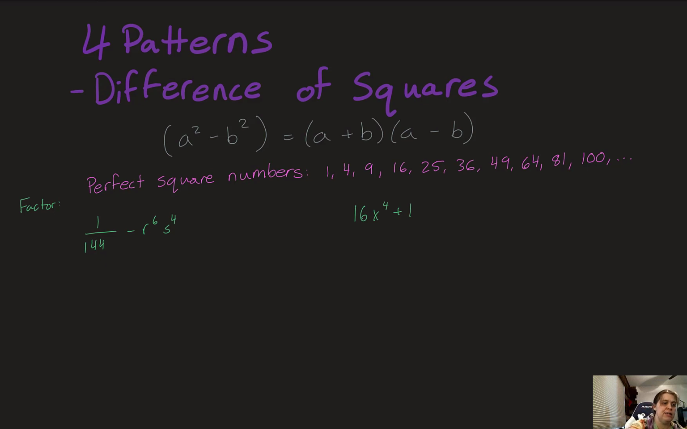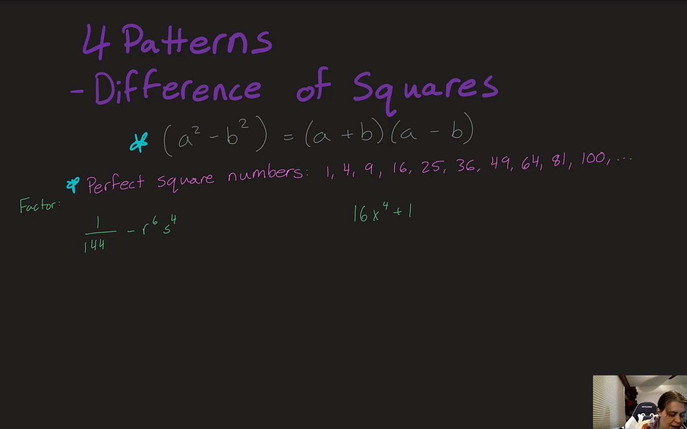And the pattern is, if I have two things that are being squared and I'm subtracting them, then I write those two things and I put a plus sign and then a minus sign. So the trick is just figuring out what things are getting squared. It's always useful to know what your perfect squares are, because those are the numbers that you're going to be looking at and be like, wait a second, I might have a perfect square here.